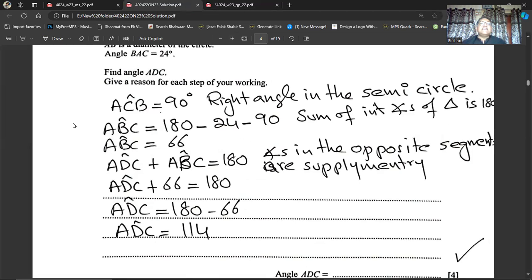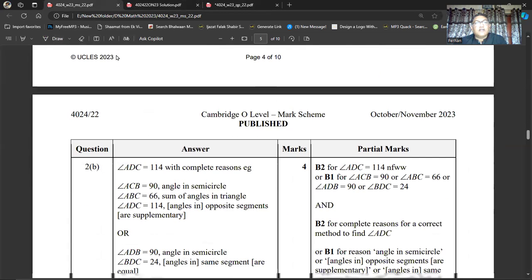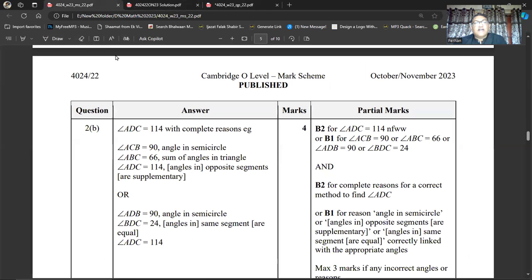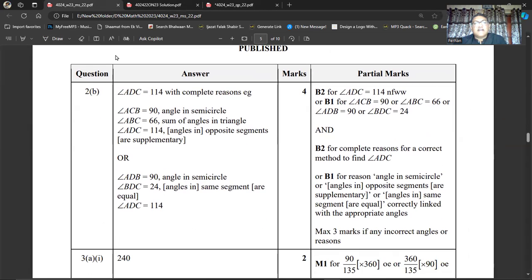So the angle ABC will be equal to 66 degrees. Angle ADC plus the angle ABC will be equal to 180. The reason is that the angles in the opposite segment are supplementary. We know the value of the angle ABC is 66. So the angle ADC plus 66 is equal to 180. So the angle ADC will be equal to 180 minus 66, and that will be 114. So the angle ADC will be equal to 114. 114 is the right answer, sir. 114 is the right answer.